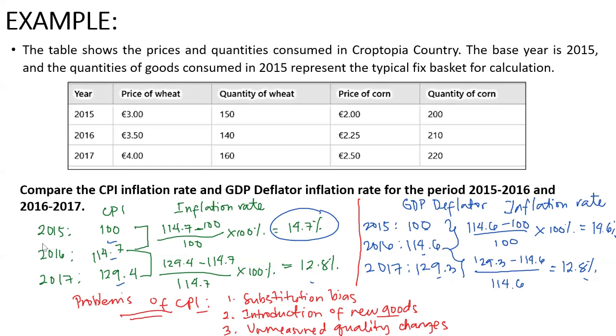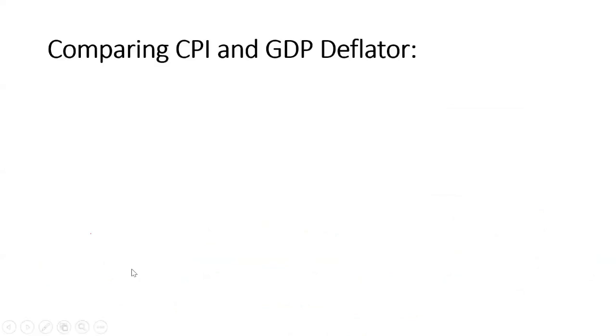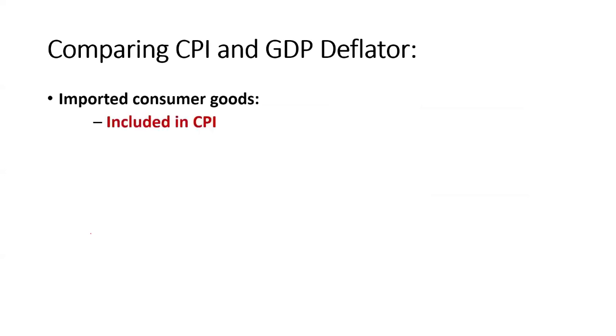I hope that these are all clear. Okay, so now let's proceed with comparing CPI and GDP deflator. In terms of imported consumer goods, these are included in the CPI. So that is why, despite the problems of CPI, it is still important because it covers all the consumption of the consumers, whether these goods are imported or made domestically.